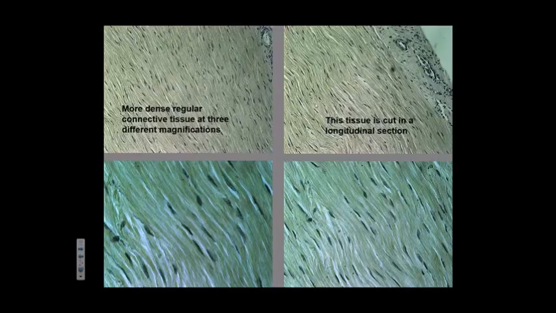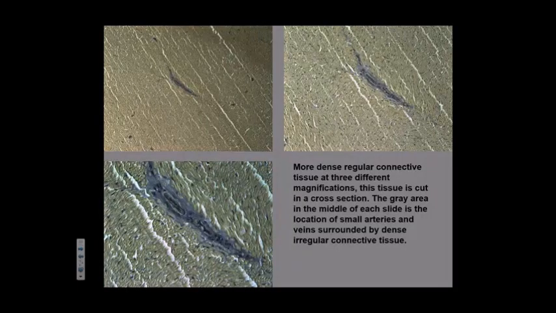This dense regular connective tissue is cut longitudinally, the long ways. Here it is cut cross-sectionally. Okay? You don't see these types of slides in A&P textbooks or microanatomy books. So they cut it cross-sectionally instead, and it looks like this. And you can't even recognize what it is. But check this out. This is an artery right here, and it's surrounded by dense irregular connective tissue. So you can have dense irregular connective tissue inside of dense regular connective tissue.